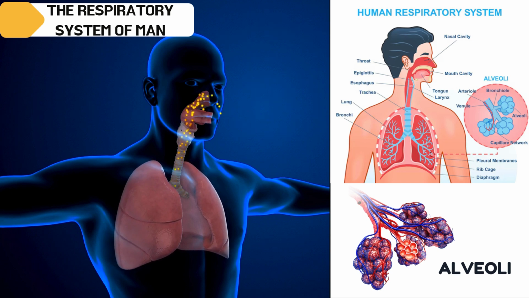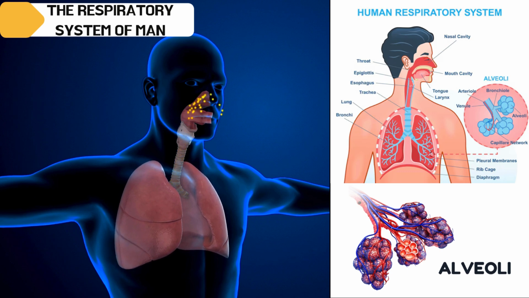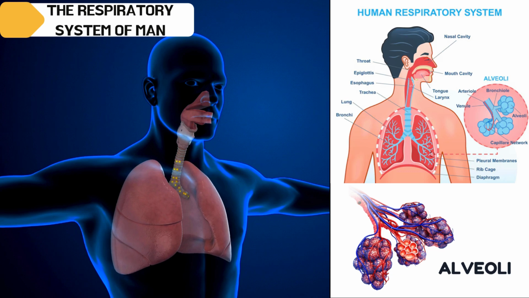The thorax is supported by a bony framework and consists of the thoracic cavity. It is made up of the breastbone or sternum in front, the backbone or vertebral column at the back, 12 pairs of ribs at the sides, and a dome-shaped muscular wall known as the diaphragm at the bottom.